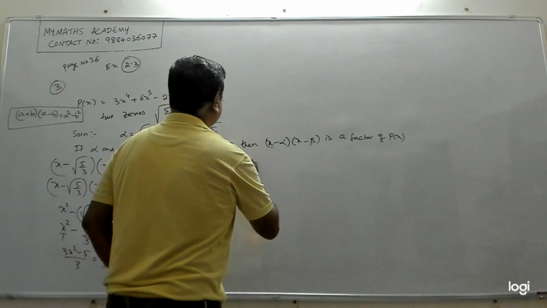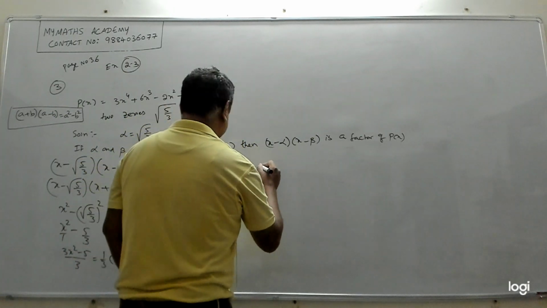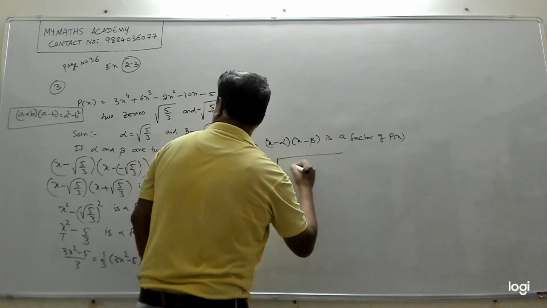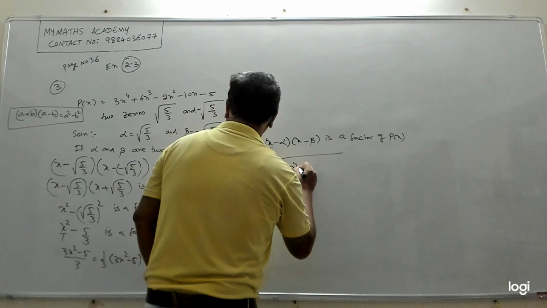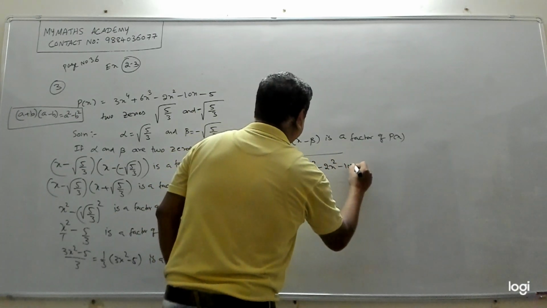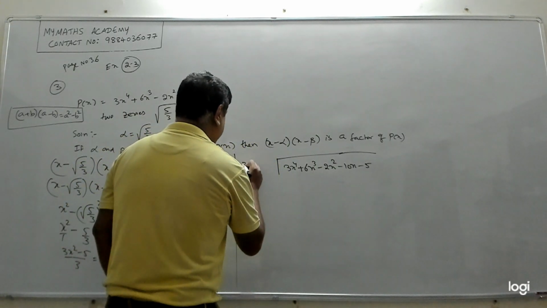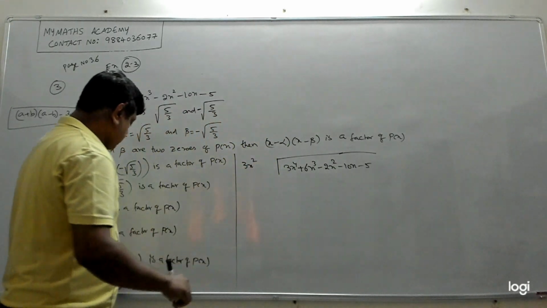Let's do the division now. So I'll try to do the division here. If we have to divide this, we will write p of x inside: 3x power 4 plus 6x cube minus 2x square minus 10x minus 5. And here it will be 3x square, then there is no x term.